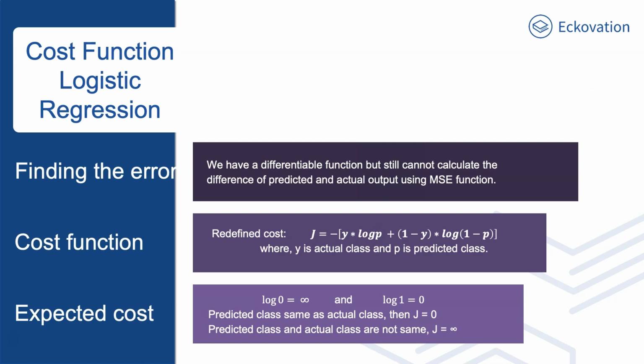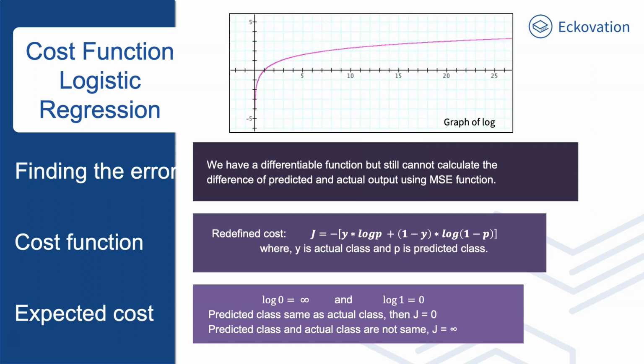However, when actual class is 1 and predicted class is 0, the equation becomes J equals minus of bracket open 1 into infinite plus 0 bracket close, which is infinite. Same for when actual class is 0 and predicted is 1. We see here that for correct prediction, the cost is 0, but for incorrect predictions, the cost is very large. Hence, this is a very useful cost function.